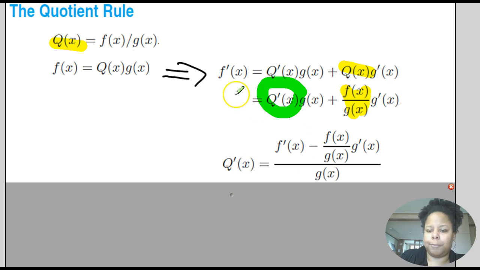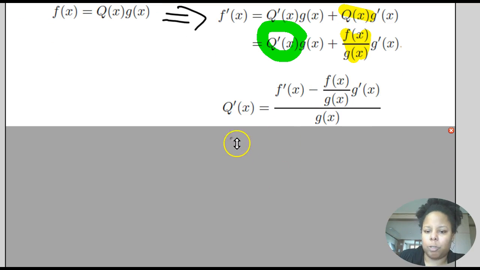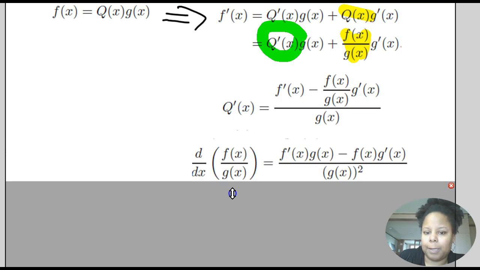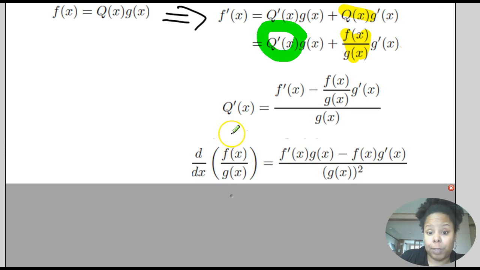So we subtract from both sides f of x over g of x times g prime of x, and then we divide by g of x to get q prime of x by itself. Doing some algebraic manipulation and simplification, we end up with q prime of x, or the derivative of f of x over g of x, to be f prime of x minus f of x over g of x times g prime of x, over g of x, which is essentially this.